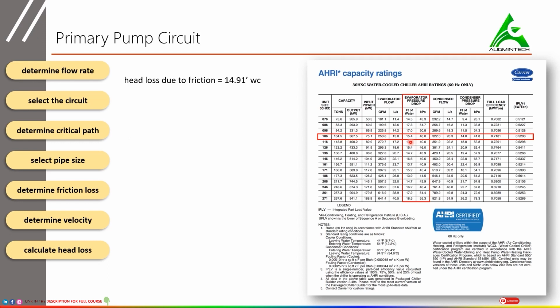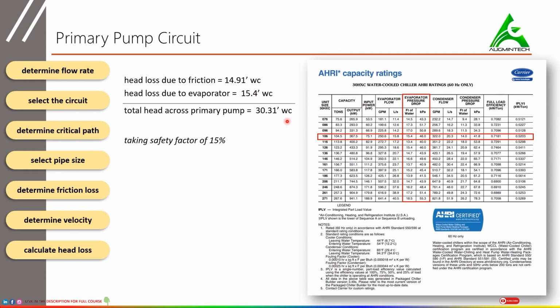So we'll add this value to the value that we already calculated. So when we add these two, the total comes out to be 30.31 feet of water column. Now we'll add a safety factor, let's say around 15% to this value. So once we do that, we end up getting the final value as 34.85 inches of water column.